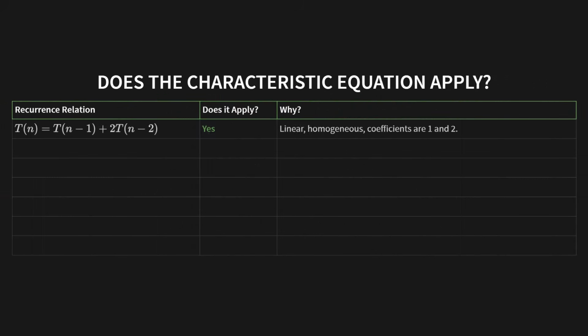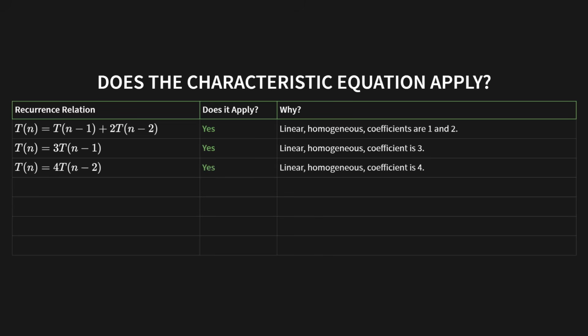Let's test some examples. T of n equals T of n minus 1 plus 2 T of n minus 2. Yes, it's linear, homogeneous, and the coefficients 1 and 2 are constants. Perfect fit. T of n equals 3 T of n minus 1. Same deal, works great. T of n equals 4 T of n minus 2. Yep, same pattern. But here's where things get tricky. T of n equals T of n minus 1 plus n. Nope, that extra n term breaks the homogeneous rule.